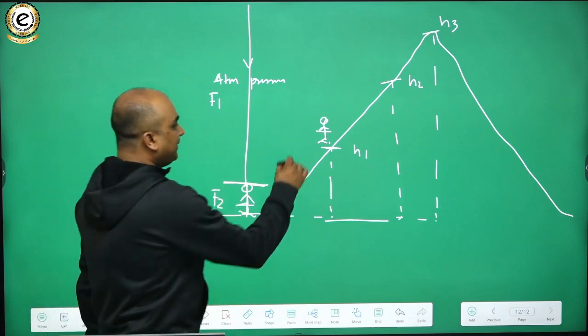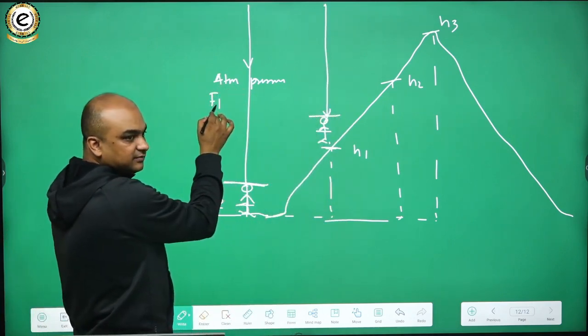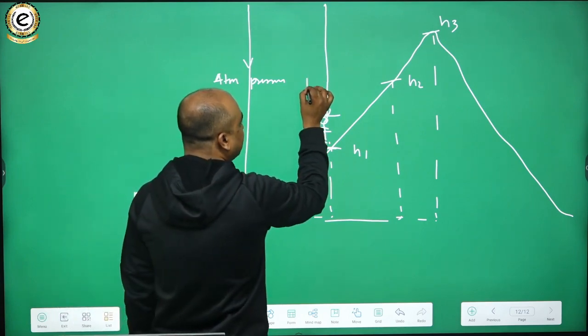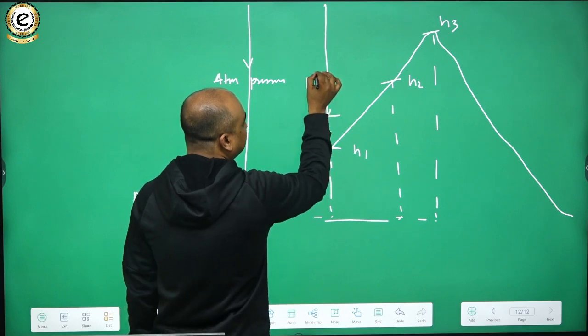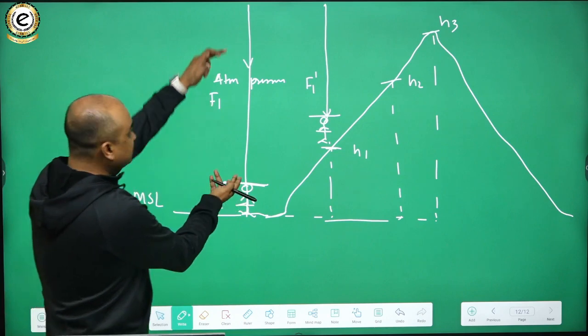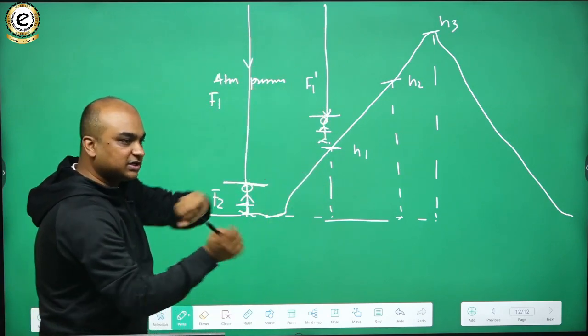ठीक है, but what happened to this pressure? What happened to F1? Now it has reduced. You understand that? Let me hold this as F1 dash. That's the new pressure. Okay, because ये distance भी तो कम हुआ है ना, तो अगर distance कम हुआ होगा तो total weight भी कम हुआ होगा, pressure भी कम हुआ होगा.